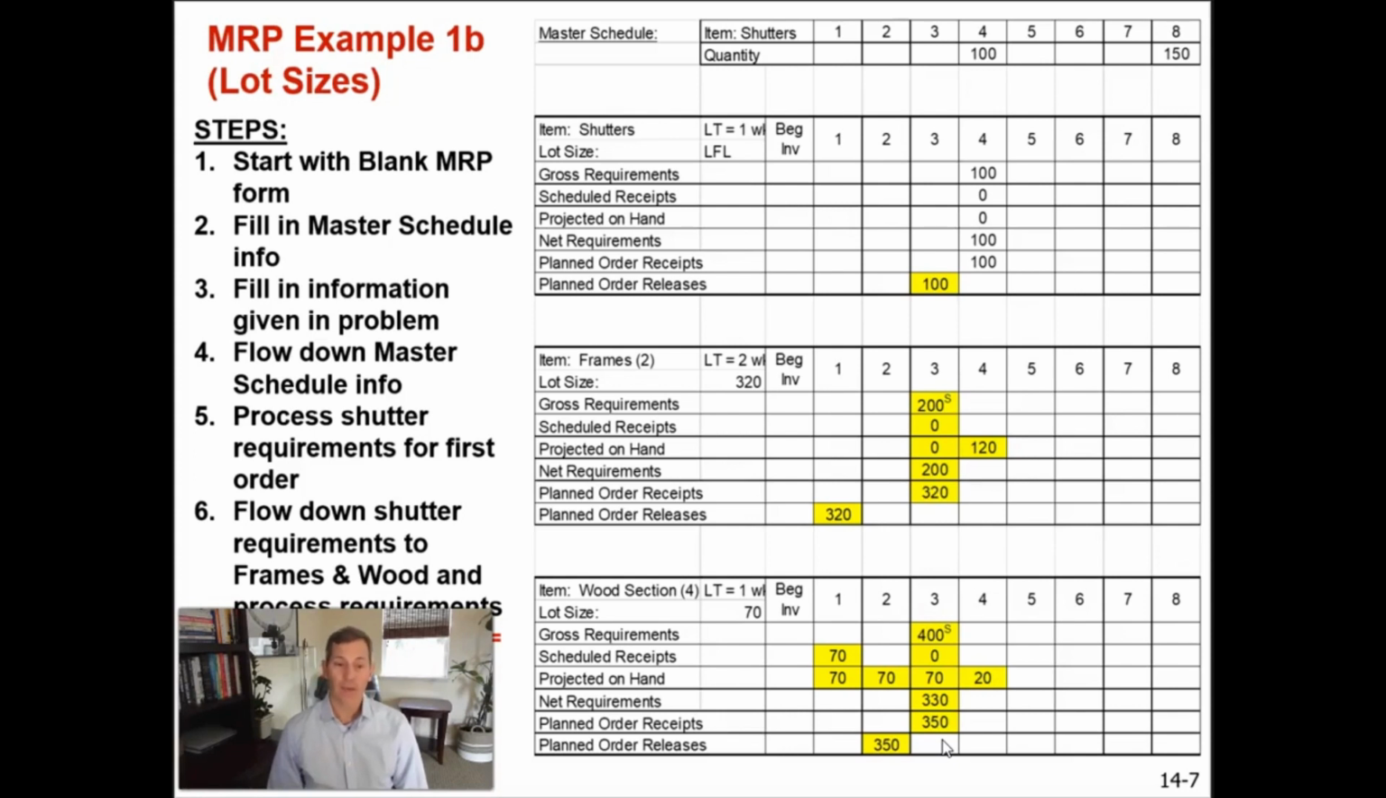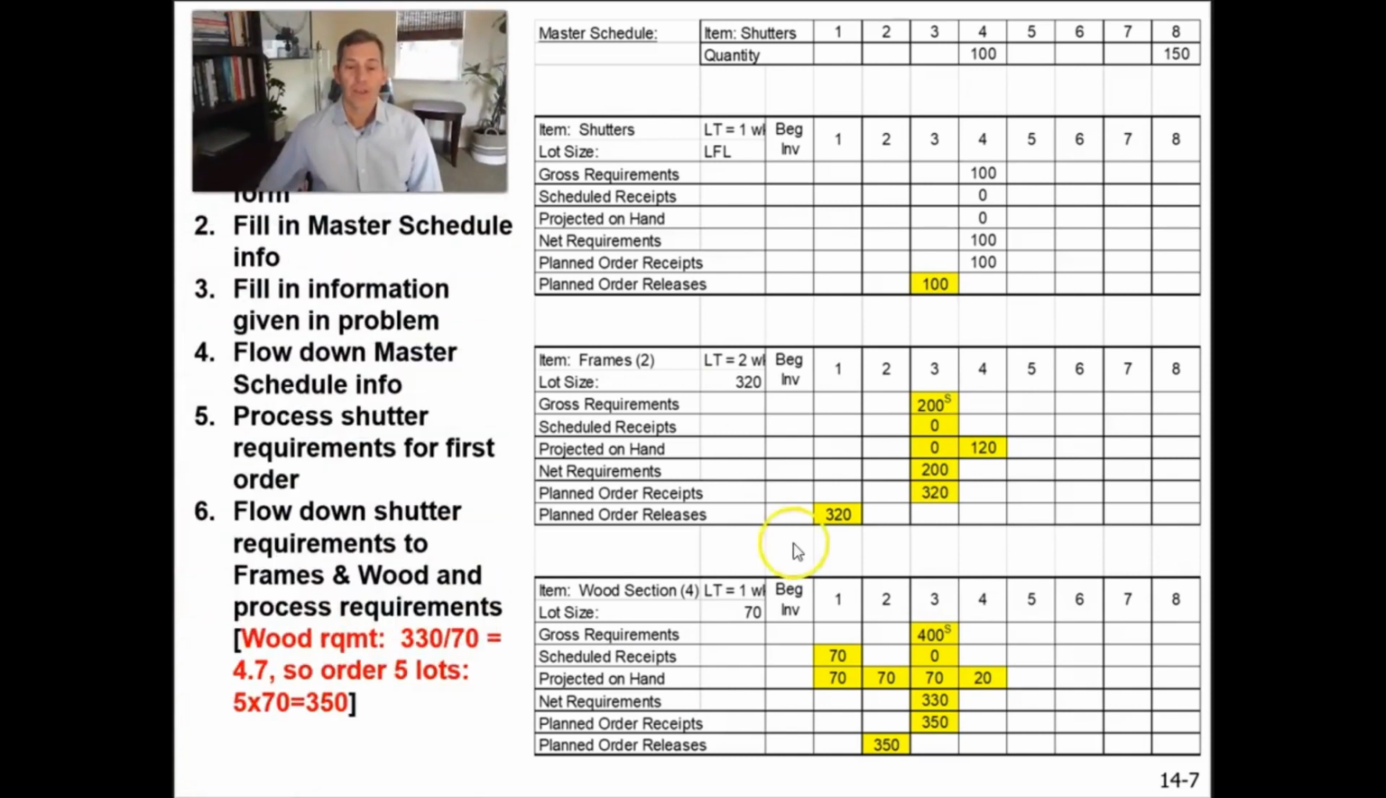But you can't buy or make 330 shutters. They come in a lot size of 70. So what you will do in this example is you will take 330, which is your net requirements. You will divide it by your lot size, which is 70, and that gives you 4.7.